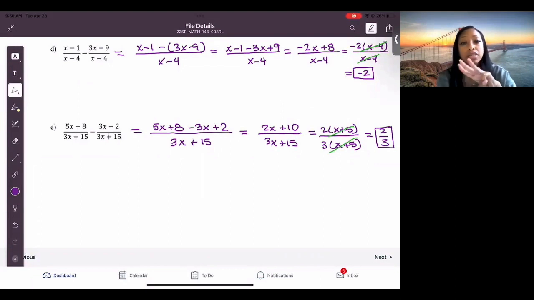3, division. You want to rewrite the division by keeping your first expression the same, change the division to multiplication, and then change your second expression to its reciprocal and multiply. So you factor, simplify, and multiply there. And then for addition and subtraction, you add or subtract the numerators, factor the expressions you're left with, and cancel out any common factors to simplify.